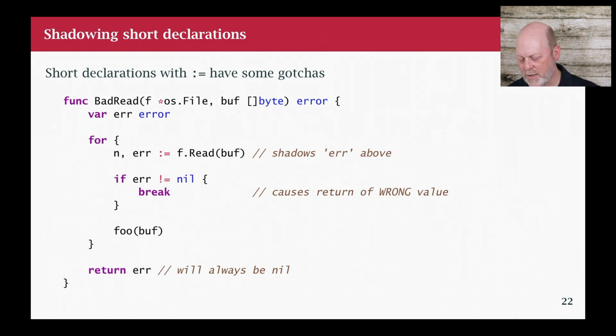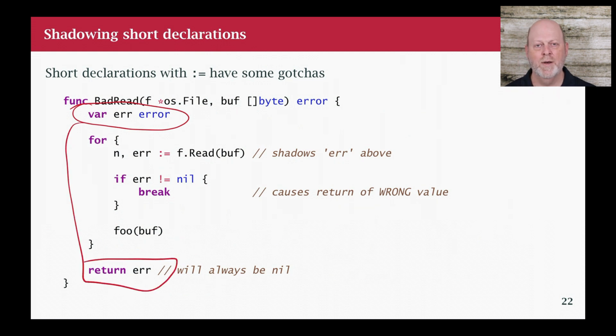And the reason for that is, and notice here, it doesn't matter, this error out here, the outer error, we didn't use a short declaration. It doesn't matter, it got declared, however. It's being referenced down here at the bottom, which is why the compiler will not complain. Error was declared at the top, it's used at the bottom, the compiler says the variable was used, but it's not being used the way we thought it was.